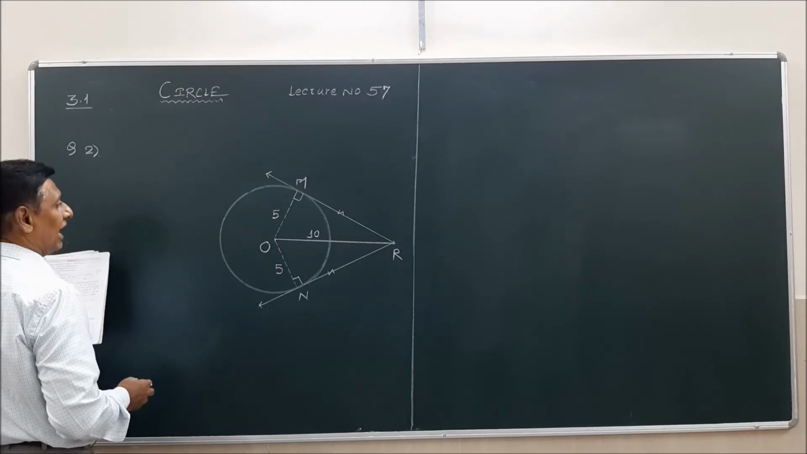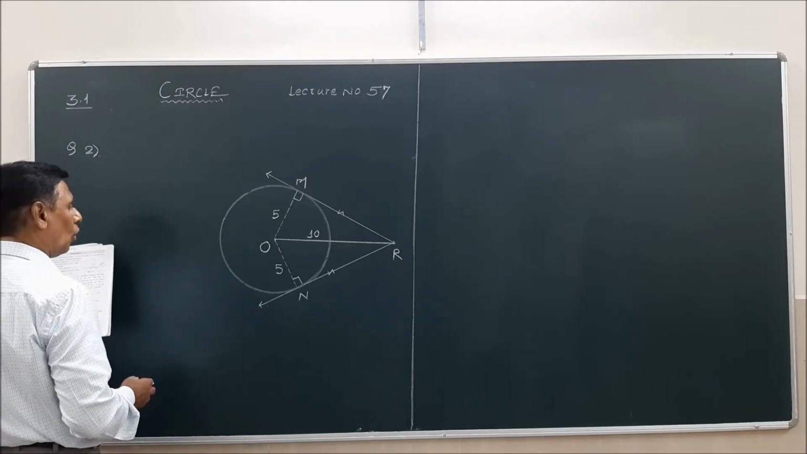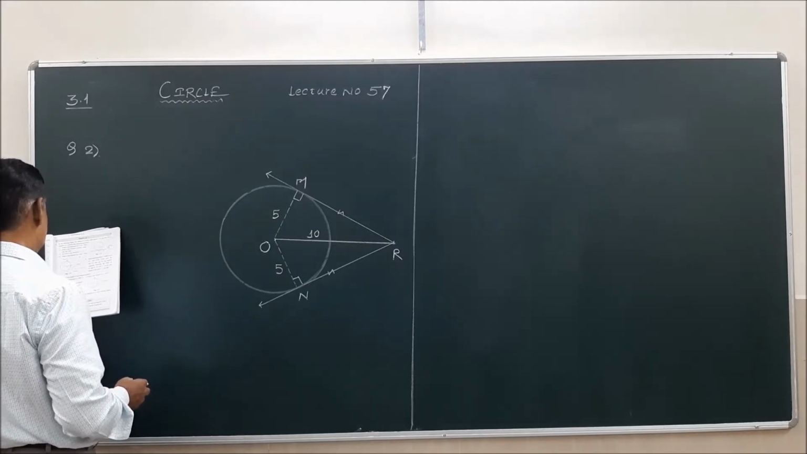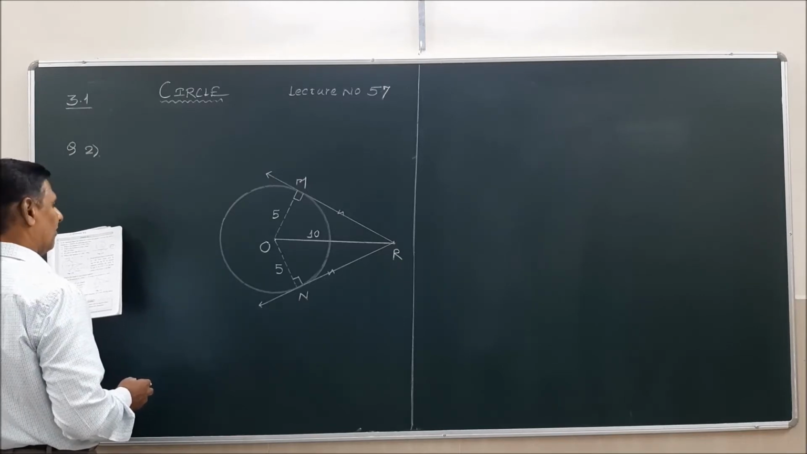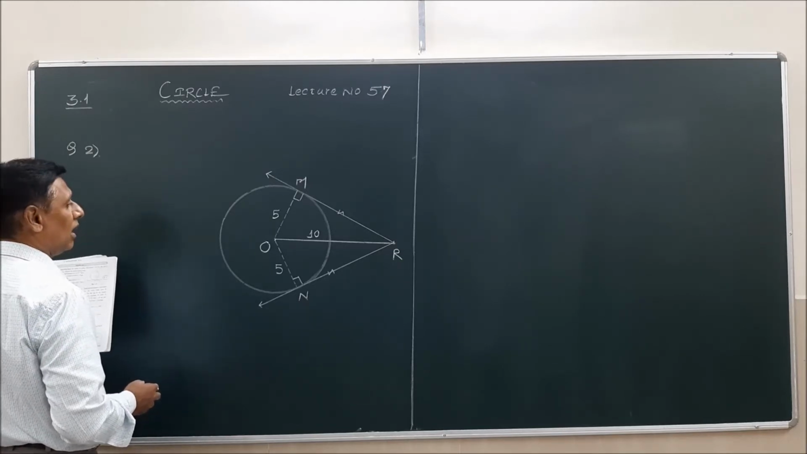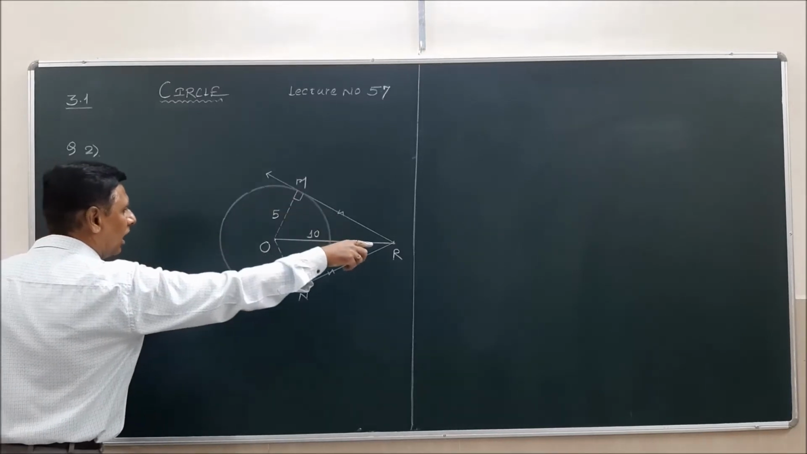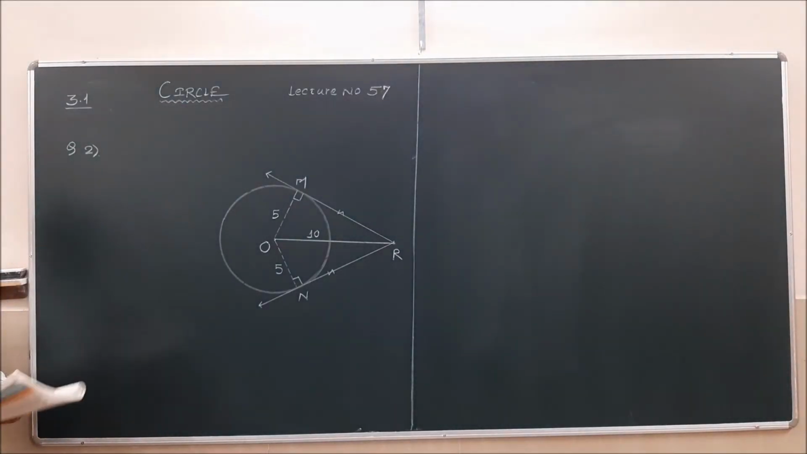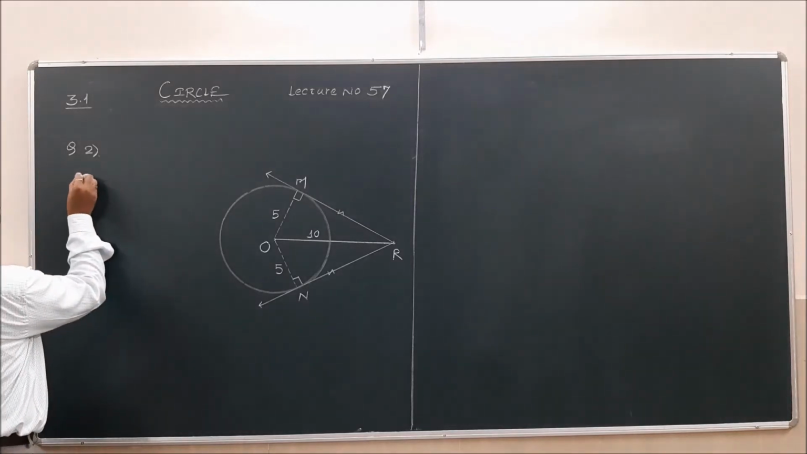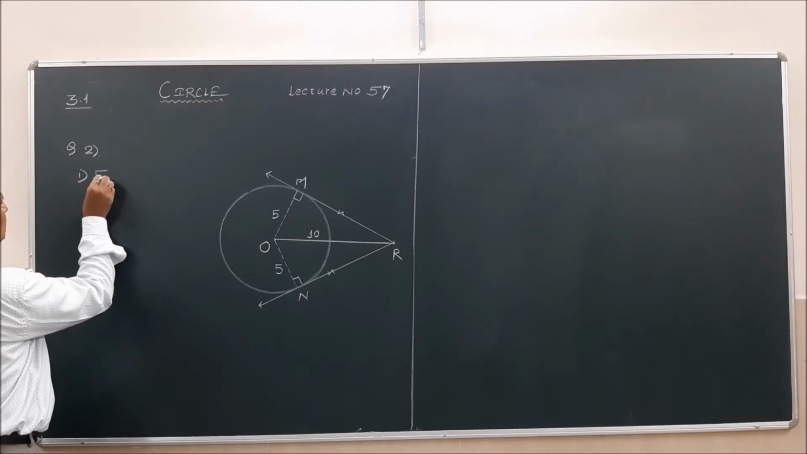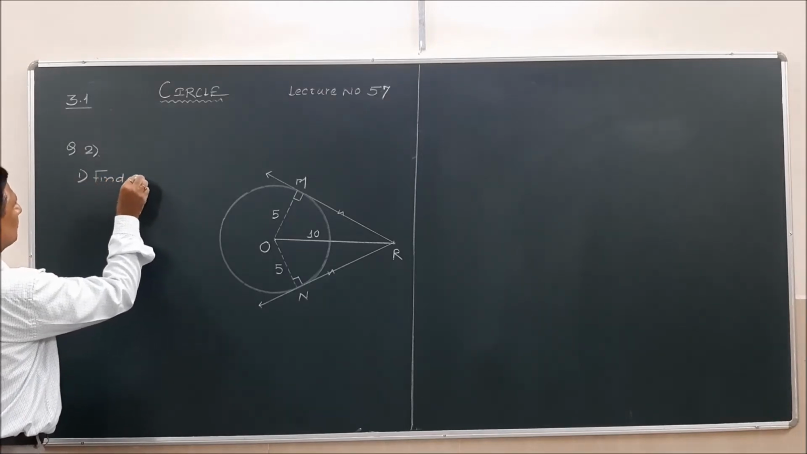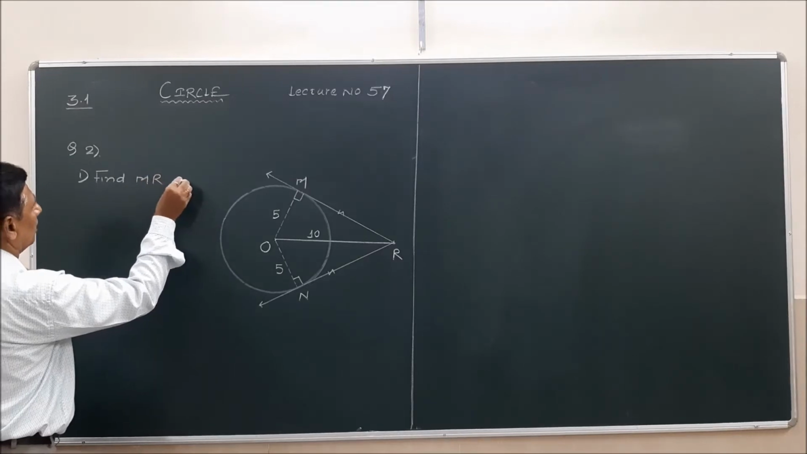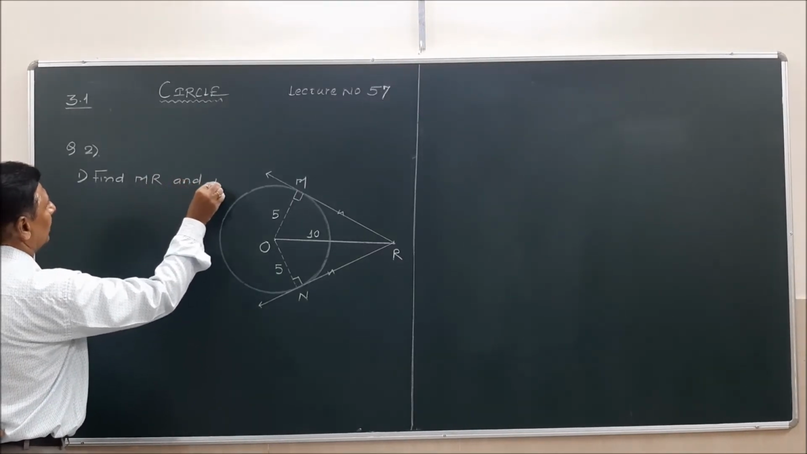then what is the length of each tangent segment? What is the measure of angle MRO, as well as the measure of angle MRN? Please have a look at this question. So first one is find MR. Question is find MR and NR.